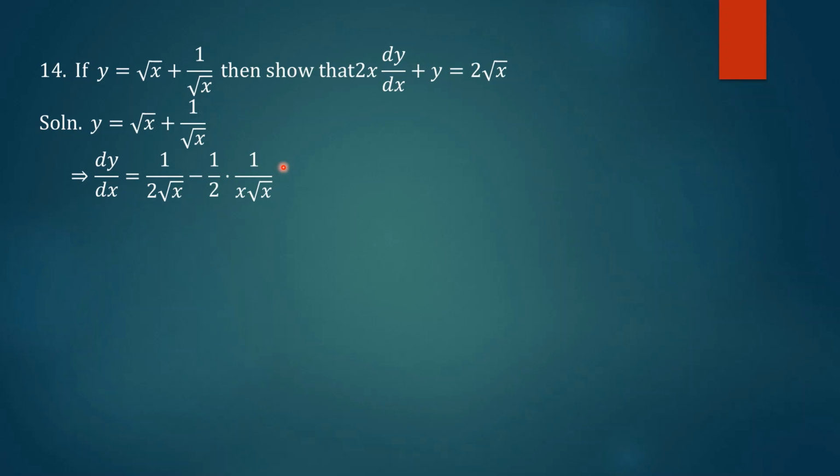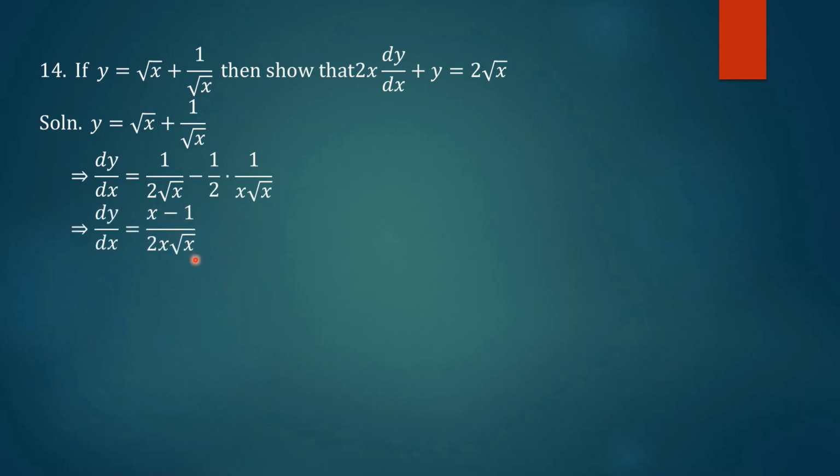And so x to the power minus 3 by 2 can be written as 1 by x to the power 3 by 2. And x to the power 3 by 2 is simply x root x, because it is x to the power 1 and x to the power half. I have written in this format so that we can take common root x actually. So that is my target. Therefore, we have not written here x to the power 3 by 2, we have written x root x for our convenience only. Then you take LCM here.